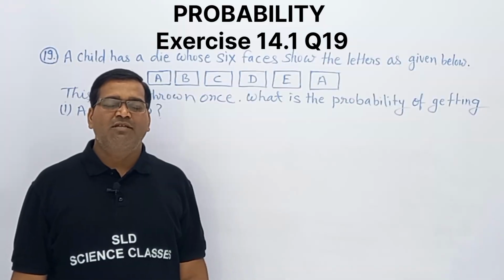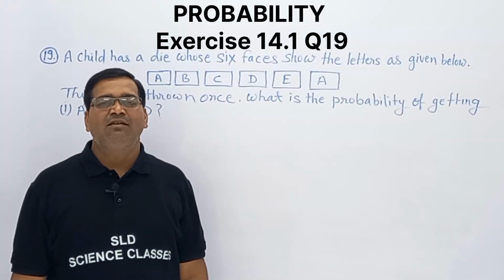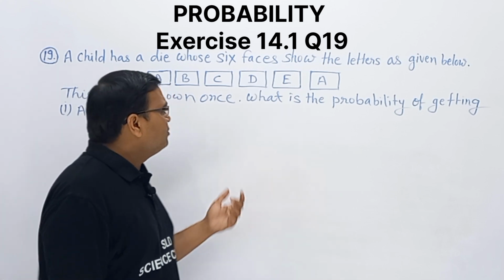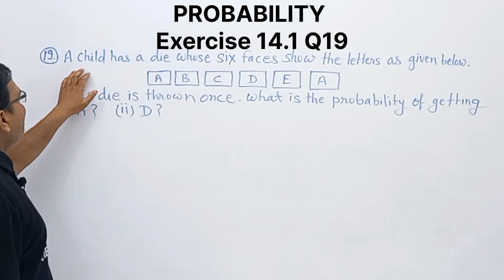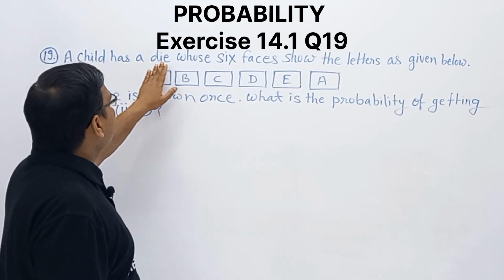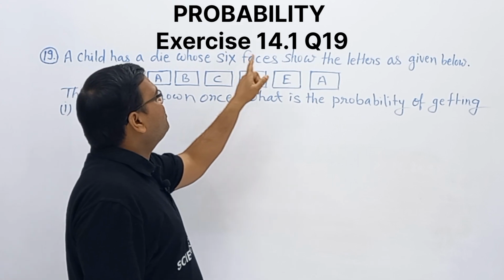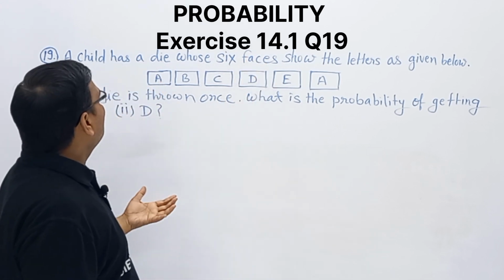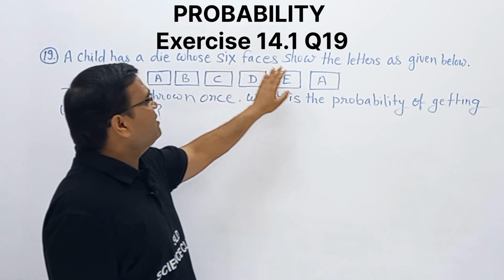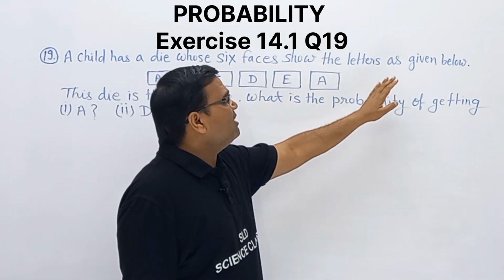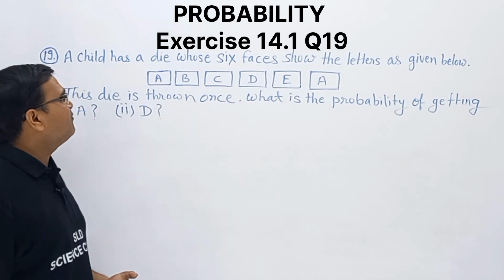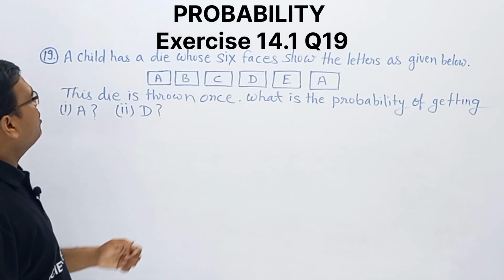Today we are going to discuss question number 19, exercise 14.1, probability. Observe this question. A child has a die whose 6 faces show the letters as given below. We know well a die has 6 faces. What are the 6 faces of the die showing?